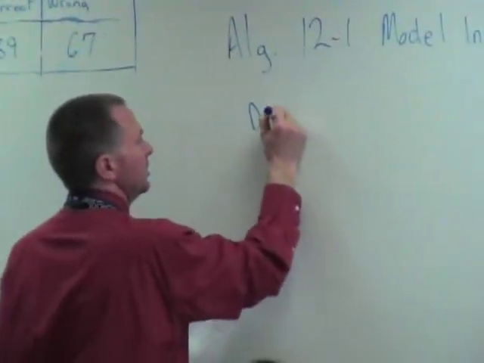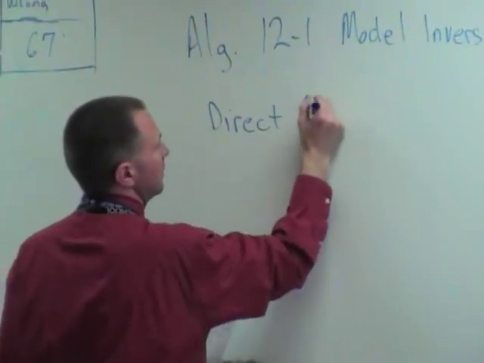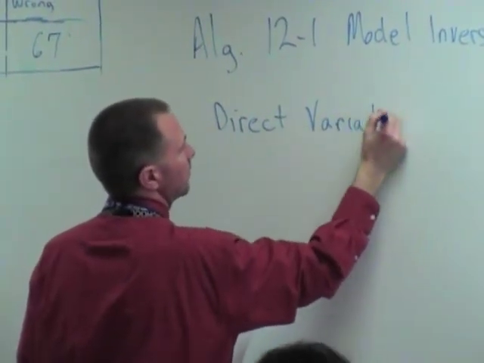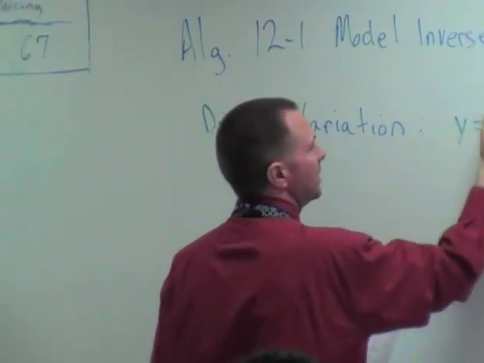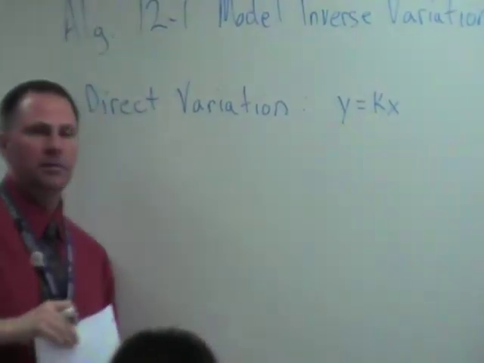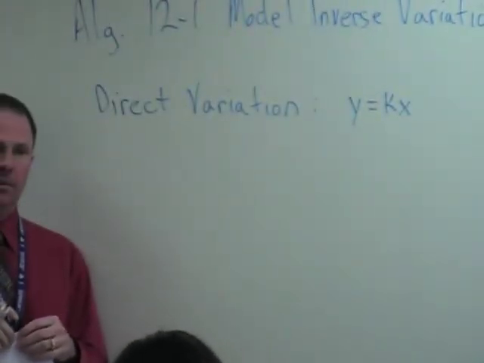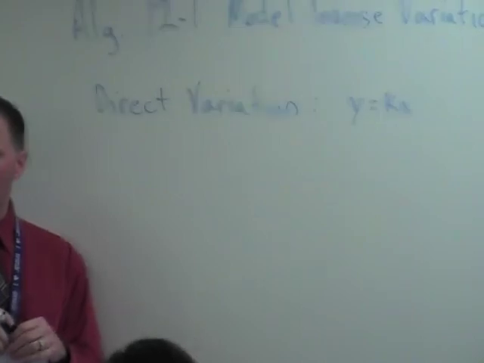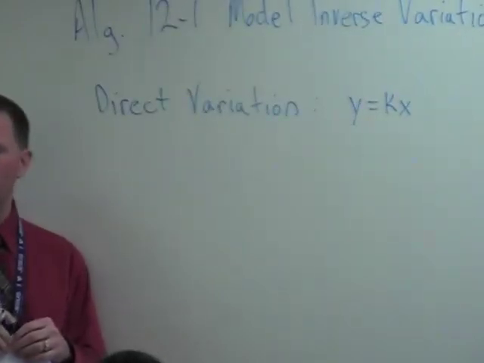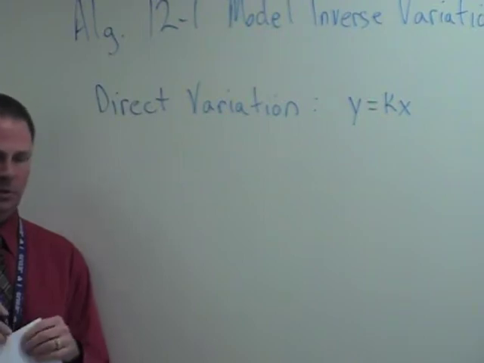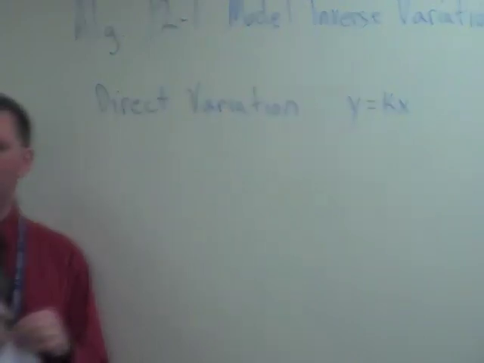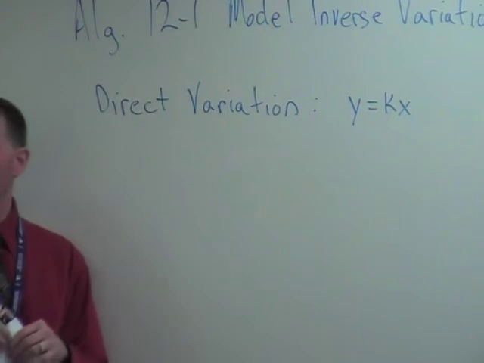So direct variation, which you had in the last assignment for review, if you remember, is y equals k times x. That's y equals mx plus b. M is k, so k is your slope. Constant of variation is slope. What's b? 0. So the direct variation was a straight line that always went through the origin.